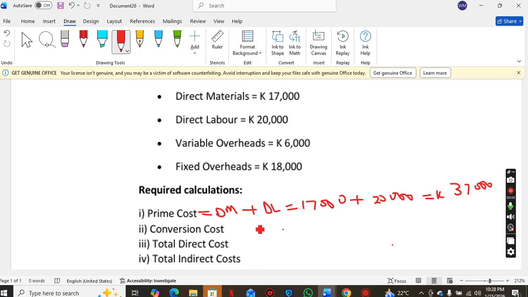Right. Next, we have our conversion cost, where we're converting the raw material into a finished good. This includes direct labor plus our variable overheads, because the conversion cost is the manufacturing overheads plus direct labor. So our manufacturing overheads are our variable overheads and our fixed overheads. Remember, overheads are indirect costs. They cannot be easily traced to the finished product, but they're part of the business's operations. So direct labor plus variable overheads plus fixed overheads.